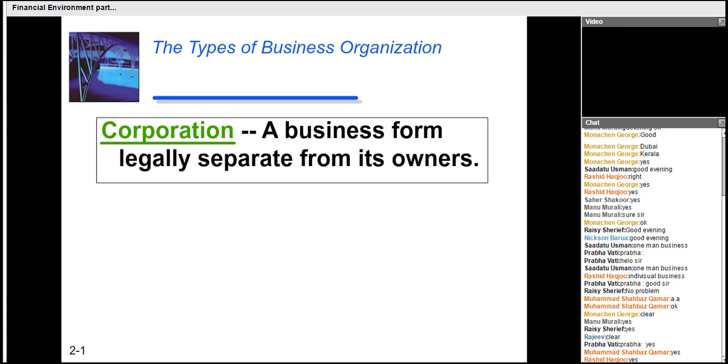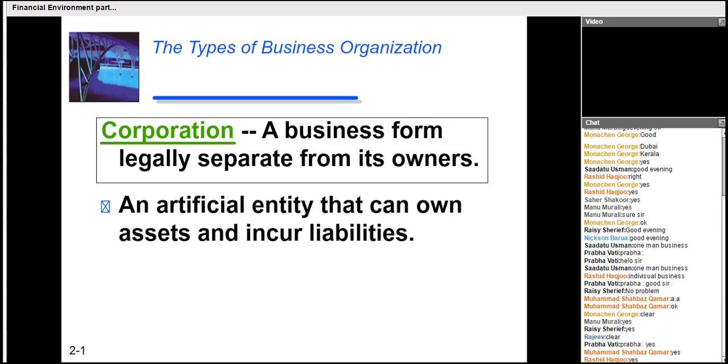Now see corporation. The third type of business is the corporation. A business formed legally separate from its owners. An artificial entity that can own assets and incur liabilities. This type of business is like a man, an entity like a man, so that corporation has its own liabilities and its own assets.